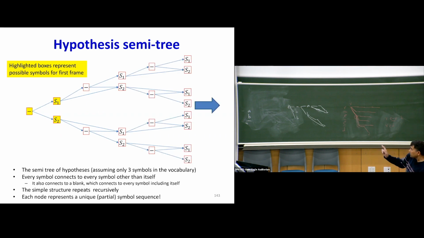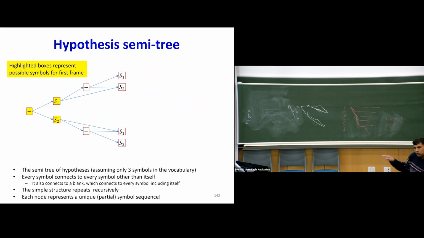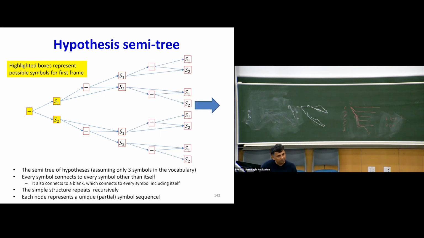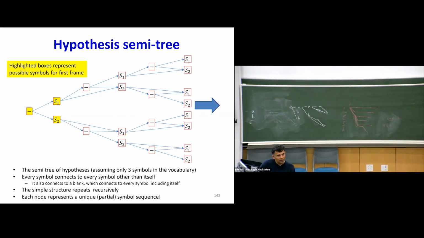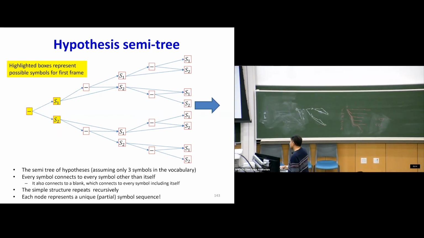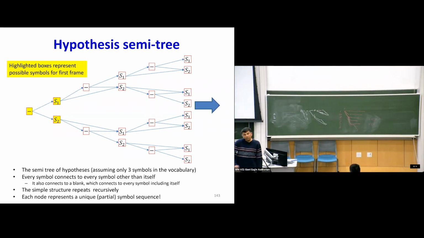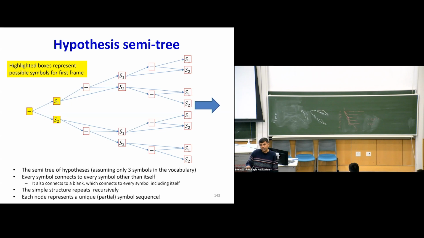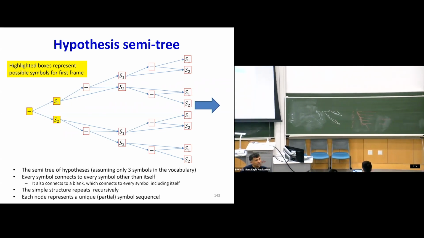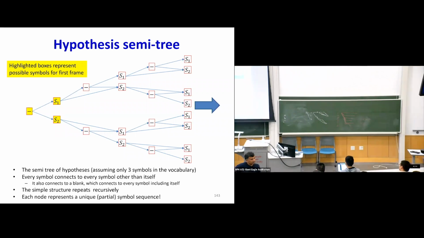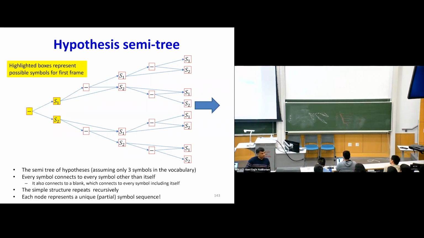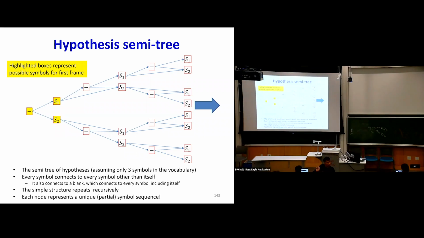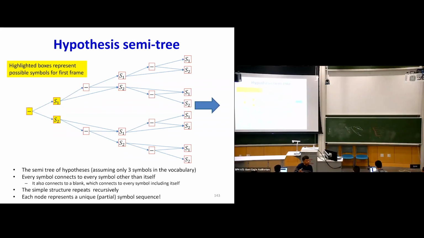But then I can repeat the structure. The portion of the subgraph that follows S1 is going to be the same thing following S1 every single time, right? The subgraph that follows S2 is going to be the same thing every single time, right? And so you have this tree-like structure. I'm calling this a semi-tree, which represents all possible hypotheses, all possible symbol sequences in the language, right? If you don't erase the blank. There's nothing else that's not represented over here. But it's a very simple tree, correct?